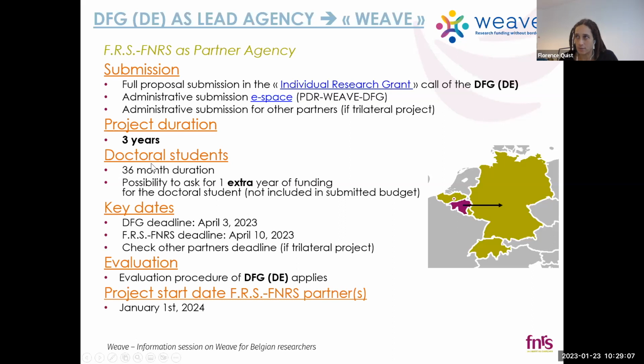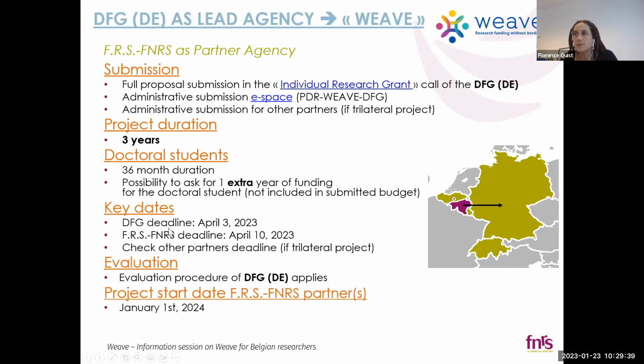So what I mentioned before, the project duration is 3 years. Doctoral students, the length of the doctoral student has to be 36 months. However, we know that in Belgium, doctoral PhD lasts for 4 years. So you will have the possibility to ask for 1 extra year of funding only for the doctoral student that is outside of your requested budget. So it's an extra funding for the 4th year of the doctoral student.